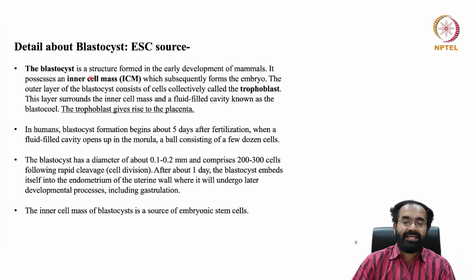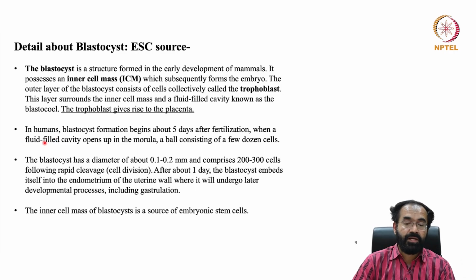The blastocyst is a structure formed in the early development of mammals. It possesses a part called the inner cell mass, or ICM, which subsequently forms the actual embryo of that particular species. The outer layer of the blastocyst consists of cells collectively called the trophoblast, and this layer surrounds the inner cell mass. A fluid-filled cavity in the blastula is known as the blastocoel, and the trophoblast gives rise to the placenta eventually, because the uterus and placenta are important for the development of the embryo.